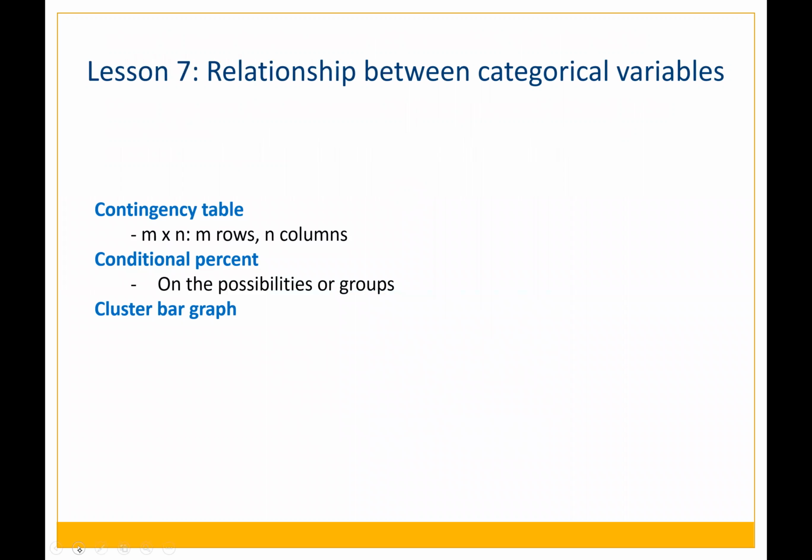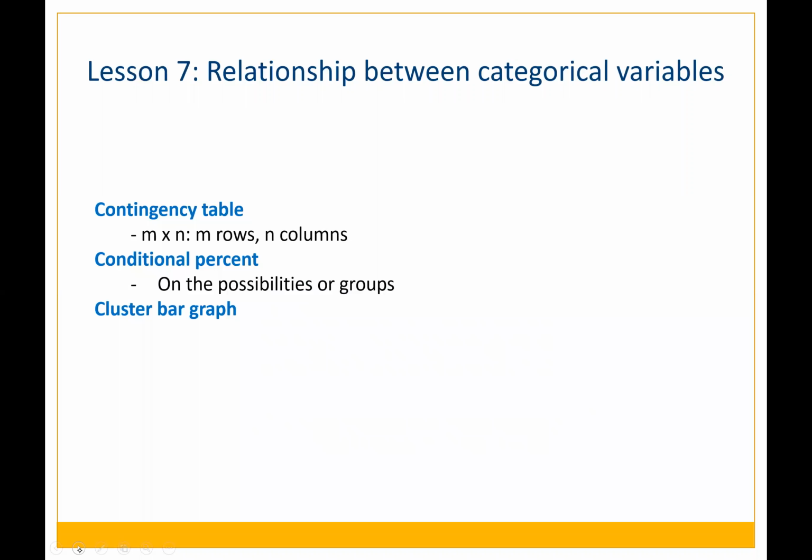So today we have Lesson 7, the relationship between categorical variables. It's another aspect of how to find a relationship between variables. Last week we talked about measurement variables, or quantitative variables. This week we're going to work on the relationship between categorical variables, and there are not that many things to pay attention to.